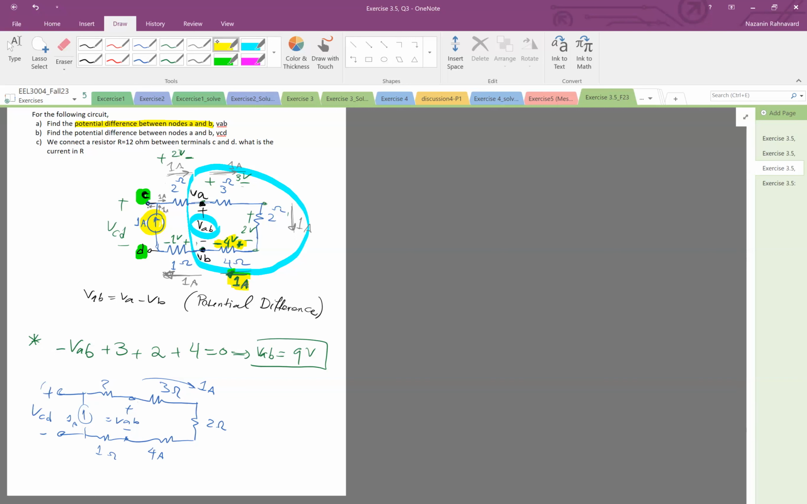So you can do a KVL around this again. Negative VCD plus this was 2 volt, 3 volt, 2 volt, 4 volt, and 1 volt equals 0. So VCD is 2, 3, 5, 6, 7, 11, 12. So this is the concept of potential difference. You have two nodes, you just put plus and minus, and then you can write a KVL, for example, to find the potential difference.